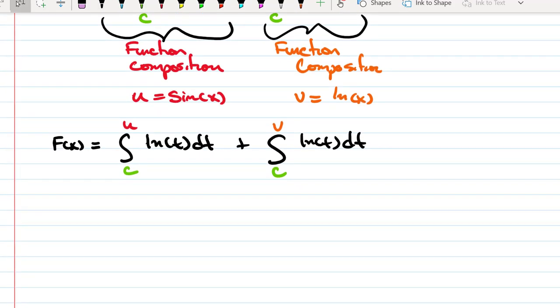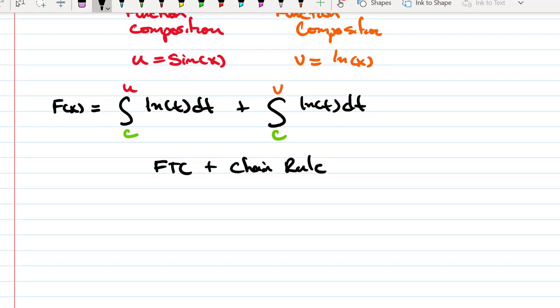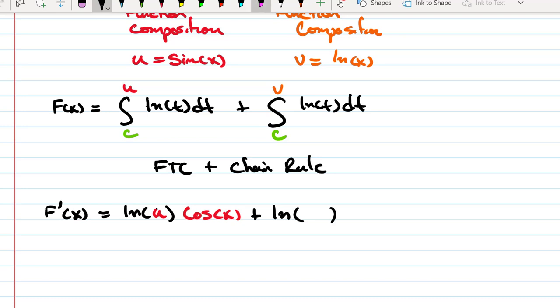So now to do this, for each of them, it's going to be the fundamental theorem of calculus plus the chain rule. So when we find our derivative, we're going to have f prime of x is going to be the natural logarithm of u times the derivative du dx. So the derivative of u, our u is sine, is going to be cosine x, then plus we're going to have the natural logarithm of v, that's the fundamental theorem of calculus part 1, times the derivative of v, so the derivative of the natural log of x is 1 over x.